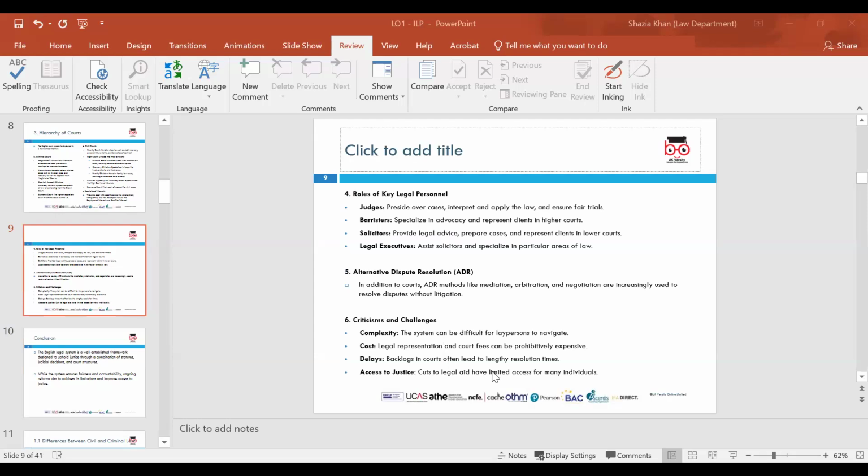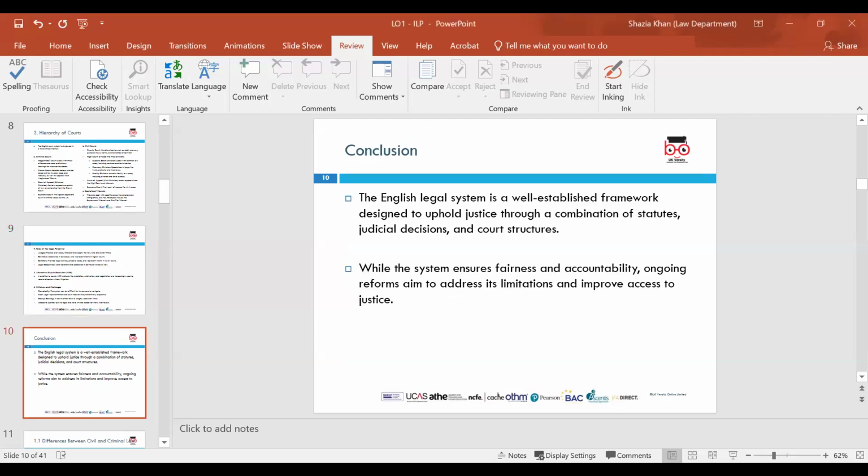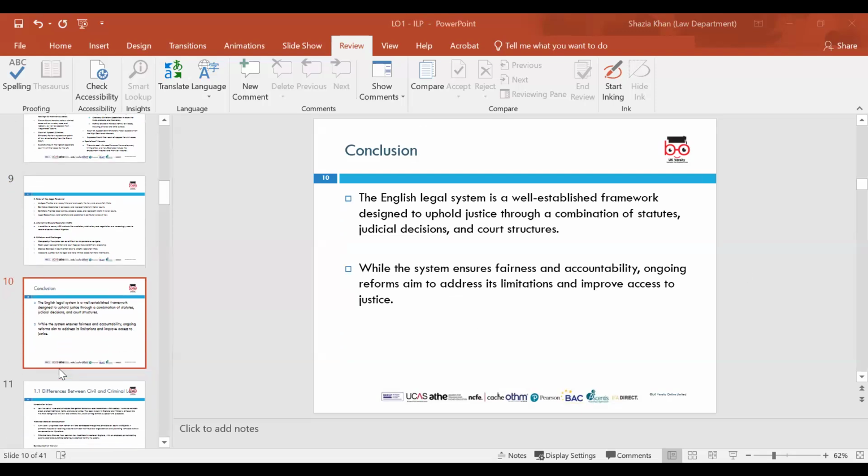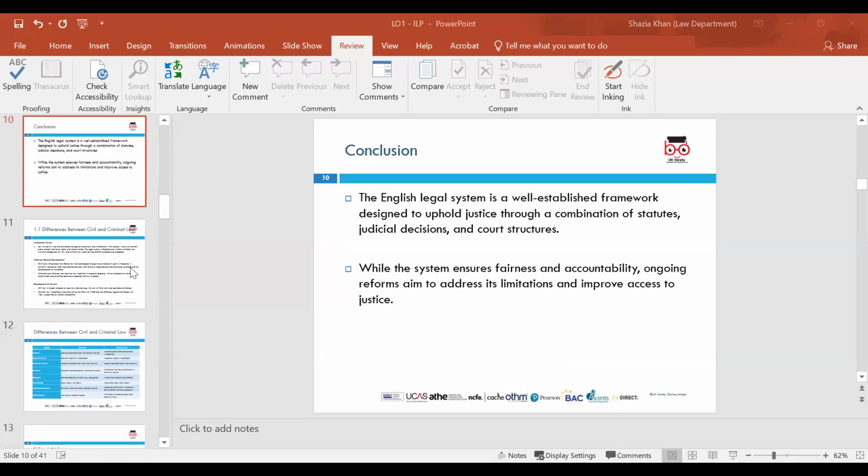Criticisms of the challenges: the system can be difficult for people to navigate. It's also very expensive, and there's a lot of backlog at the moment. Courts are quite full of cases, not everyone gets legal aid, and there are loads of prisons that are full at the moment, which you may have seen on TV. In conclusion, the legal system is designed to protect people and has systems in place, but also to uphold the judicial system, and the court structures are there to help people identify which court structures apply to them.